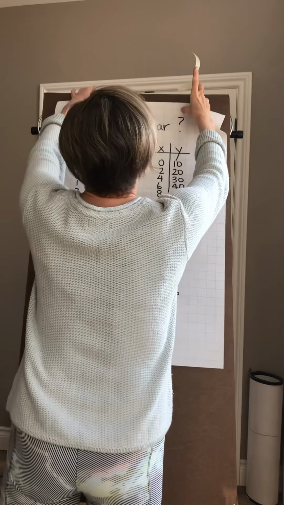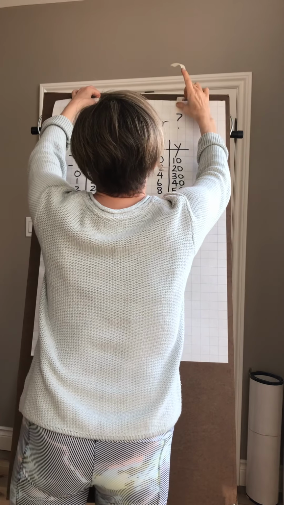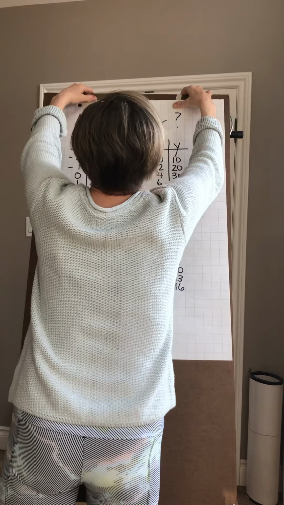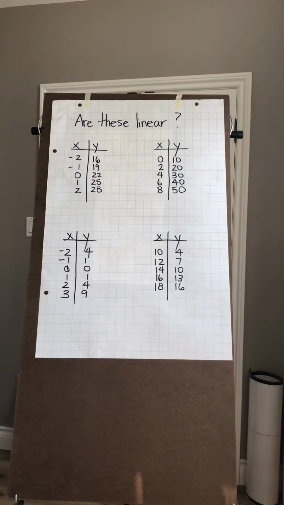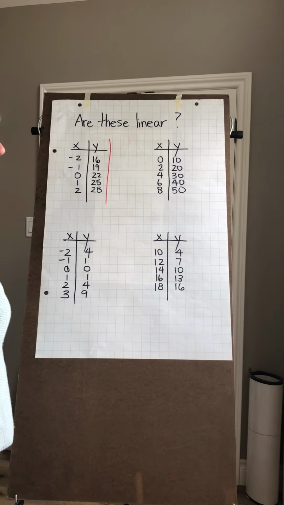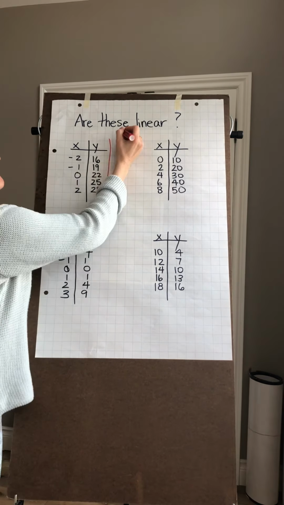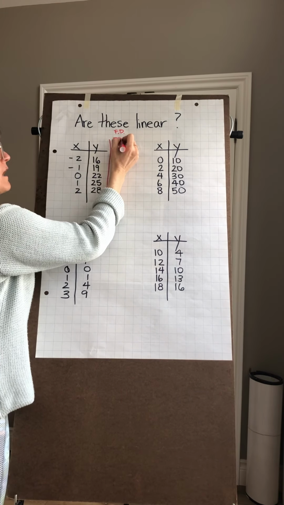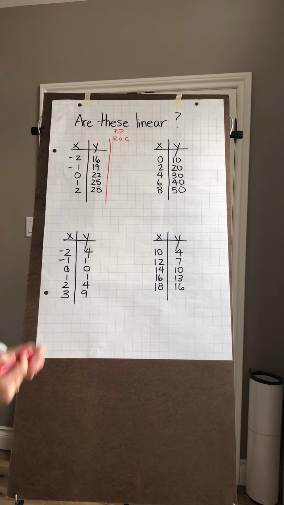Can you tell if a function, a relationship, is a linear relationship just by looking at its table of values? Okay, so it's very simple. You're going to draw in a third column, and you can call this first differences. You can call this a rate of change. It does not matter. It's the exact same thing.